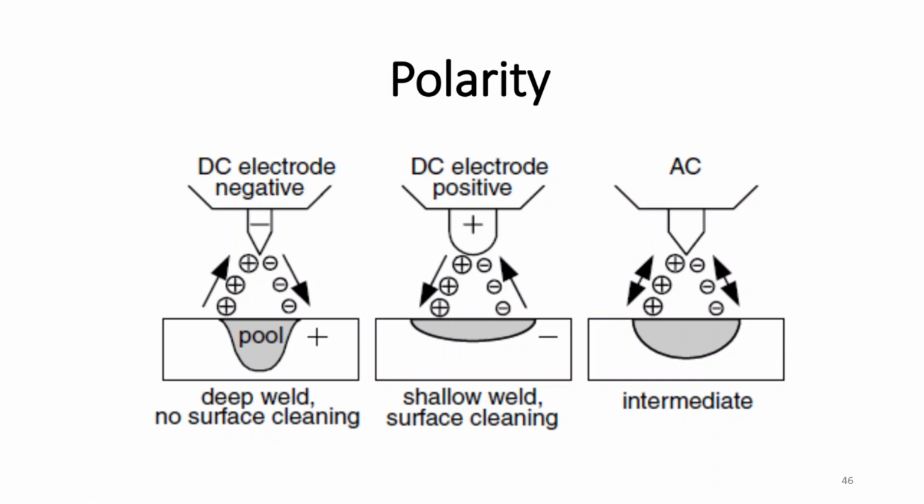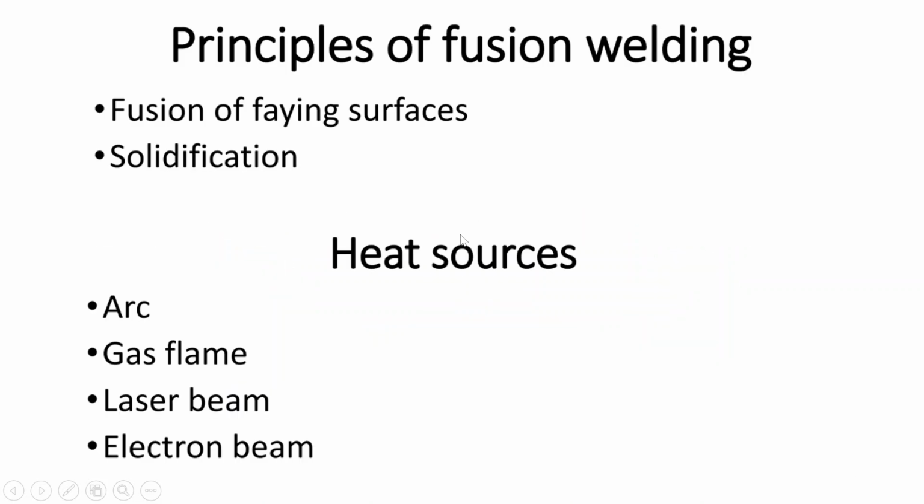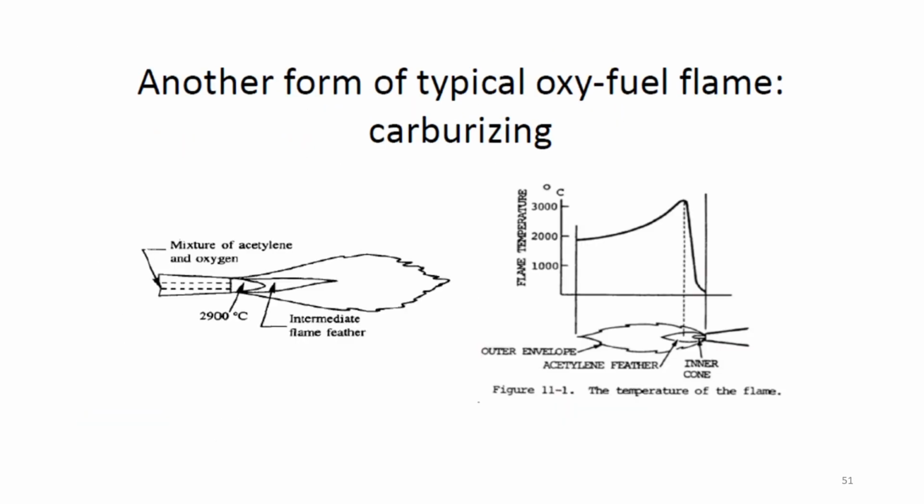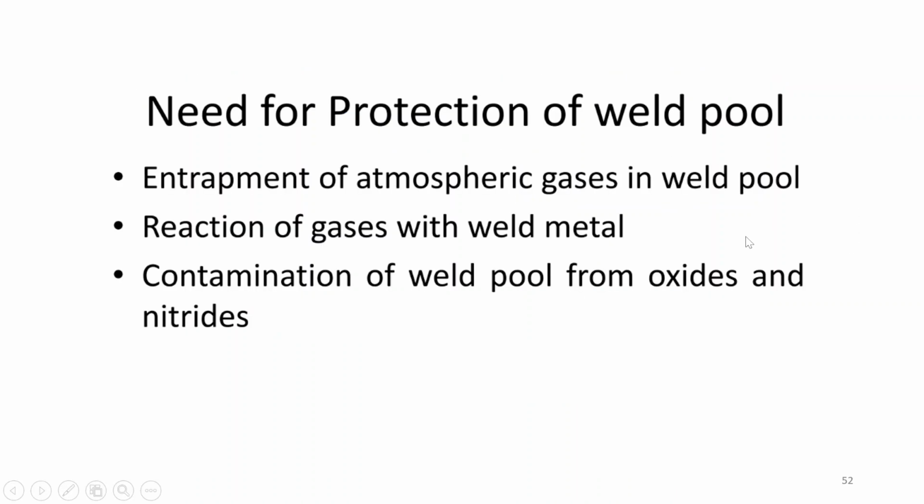This is the effect of polarity on the weld pool. So size of weld pool differs. Then we went through fusion welding and solidification modes, and this is the carburizing type of flame and how the temperature changes with the distance from this flame. Okay, then need for protection of weld pool.